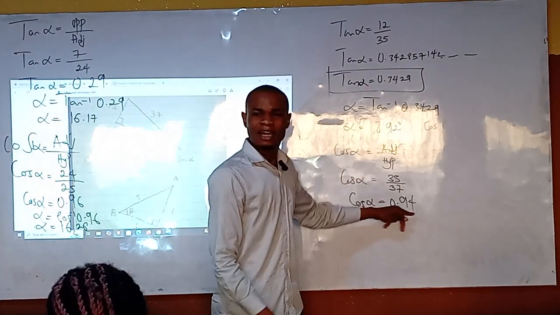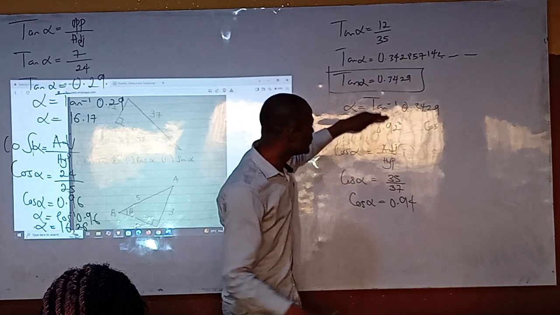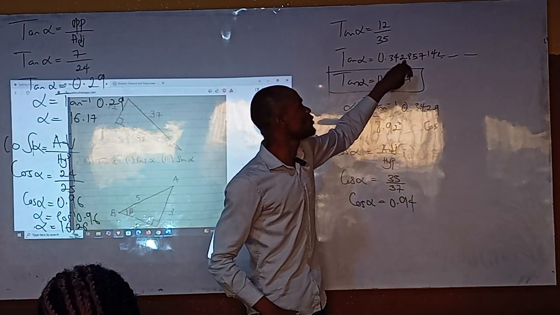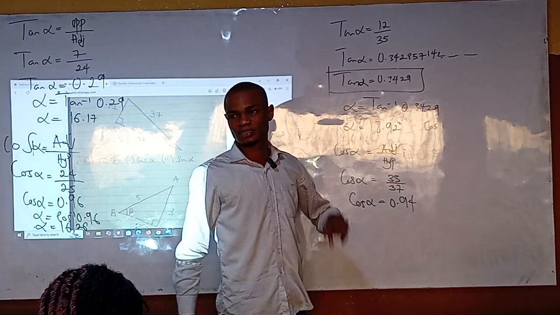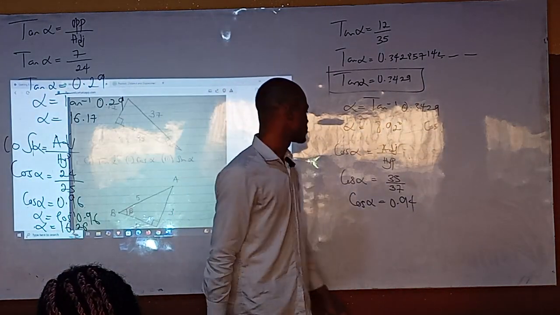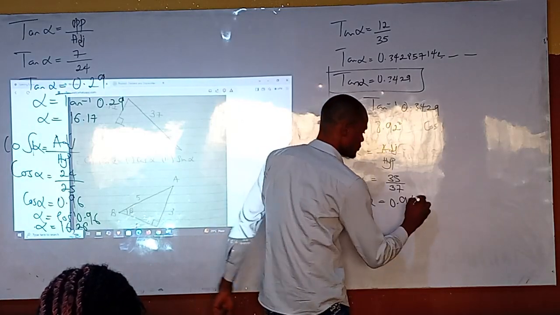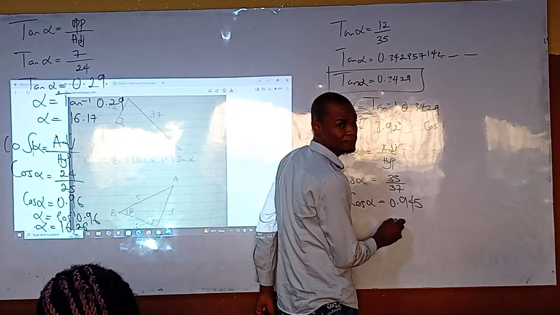Please, leave it in 4 decimal places. That is 5 numbers after the point: 1, 2, 3, 4, 5. Approximate it. 35 over 37 is just 0.94 based on your state.